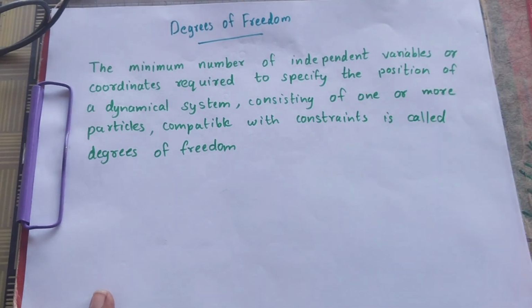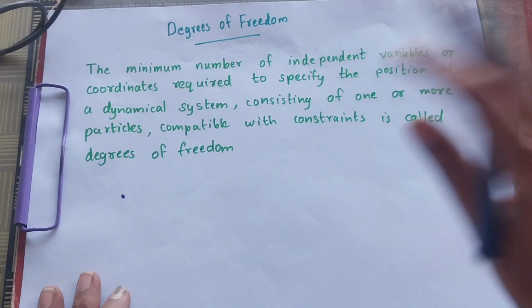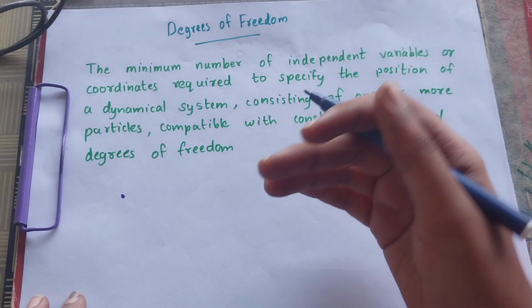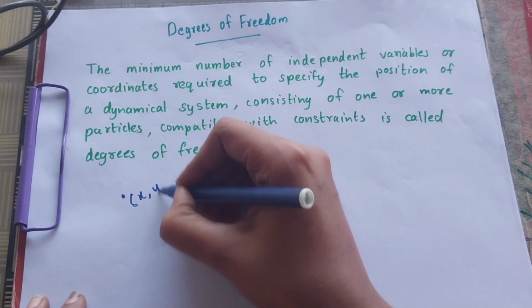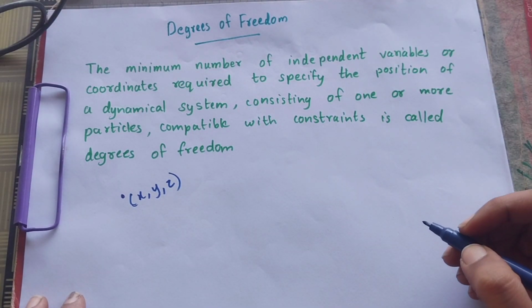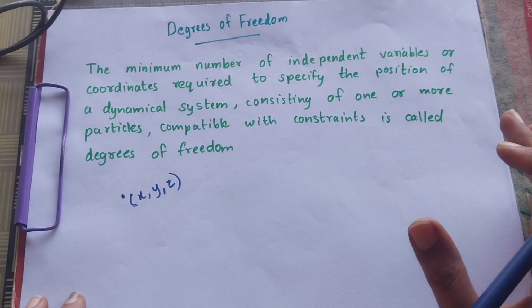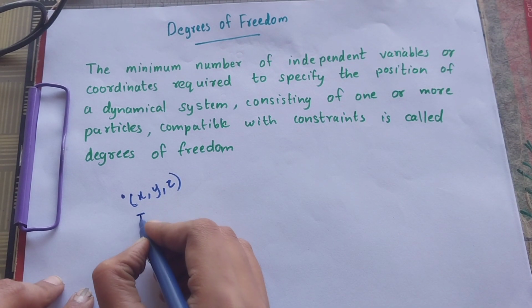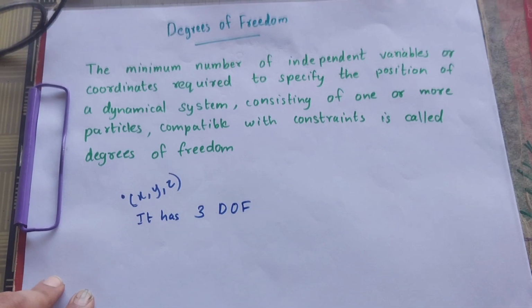Now consider a particle moving freely in space. We can describe its position in that space using three coordinates: x, y, and z. Now it's in a three-dimensional space, right? It has 3 degrees of freedom.